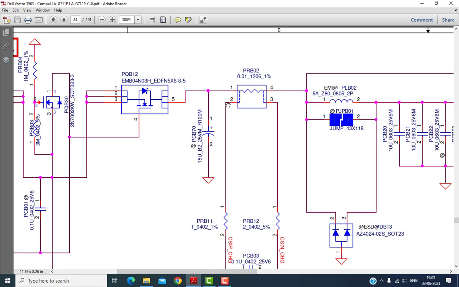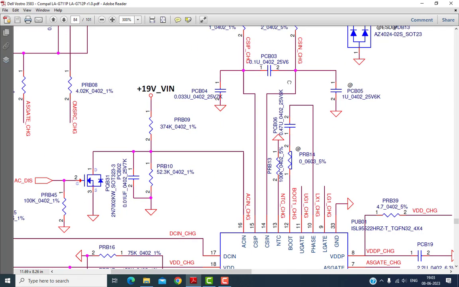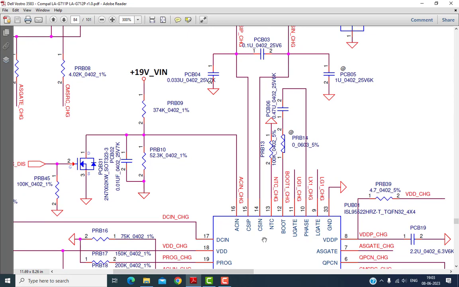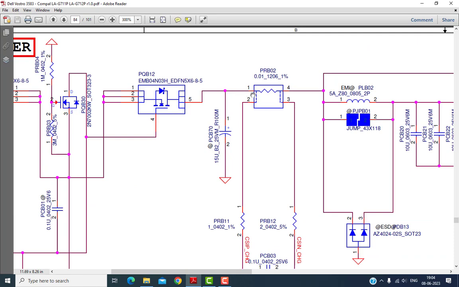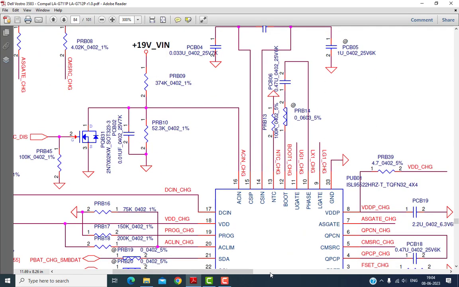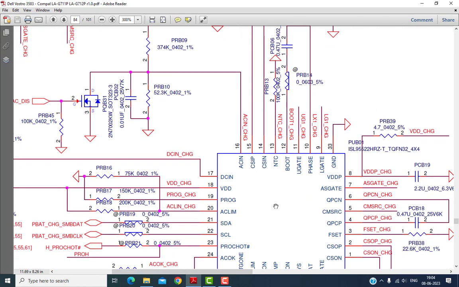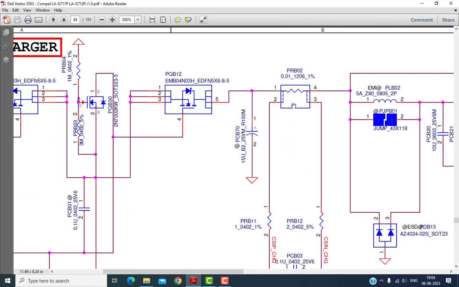There are two points, pin number 2 and pin number 4 of this resistor. These two points are connected to the chip. They are called CSIP and CSIN, the current sensing positive and current sensing negative pins. Once the voltage comes across this resistor, a minute voltage drop is generated across it, which is caught by the chip, and it calculates how much current is passing through this resistor. So that is the use of this resistor.